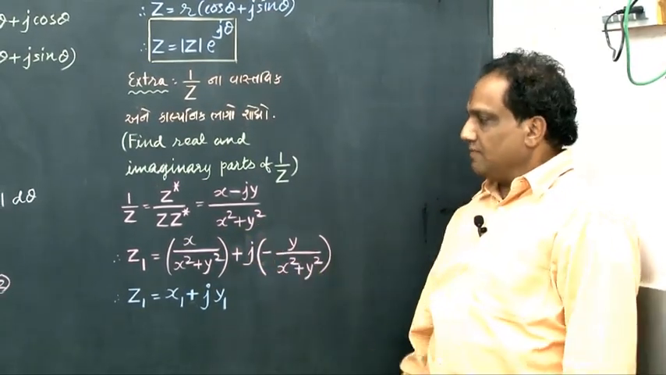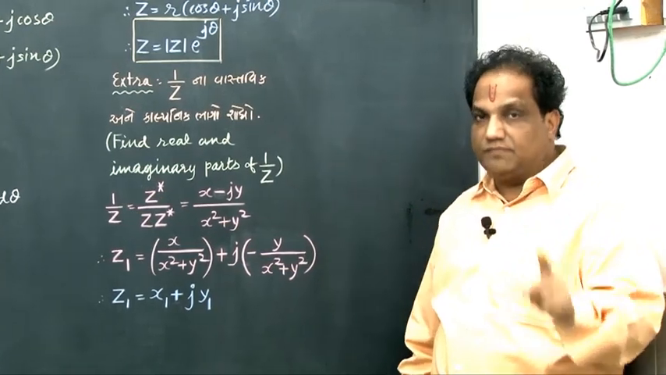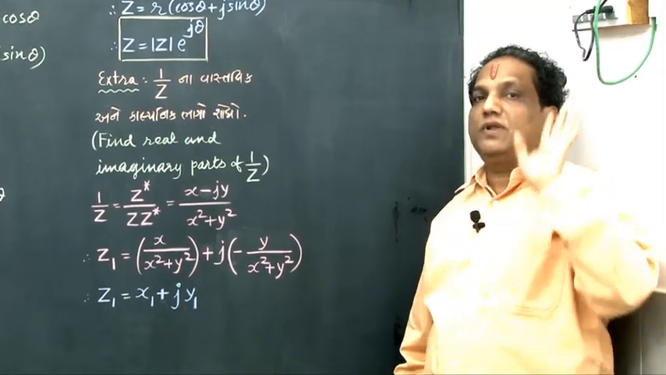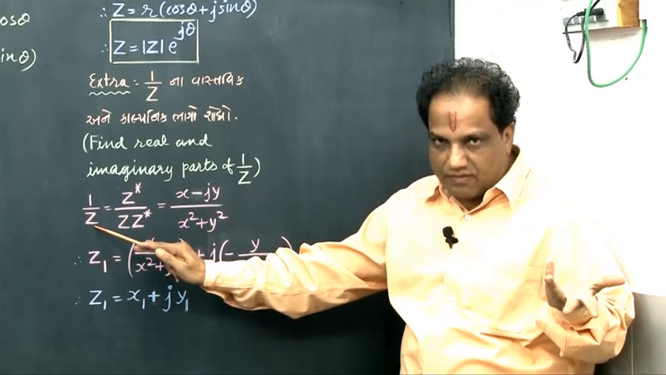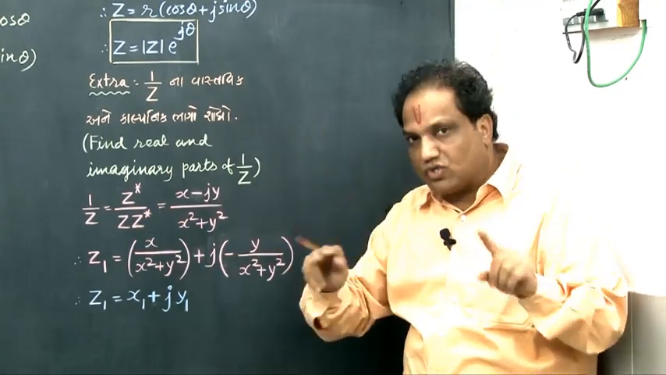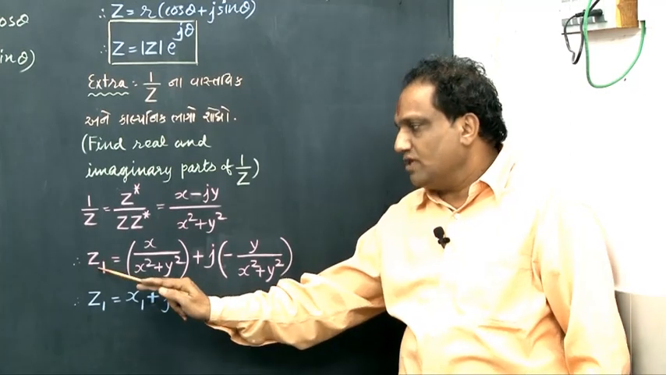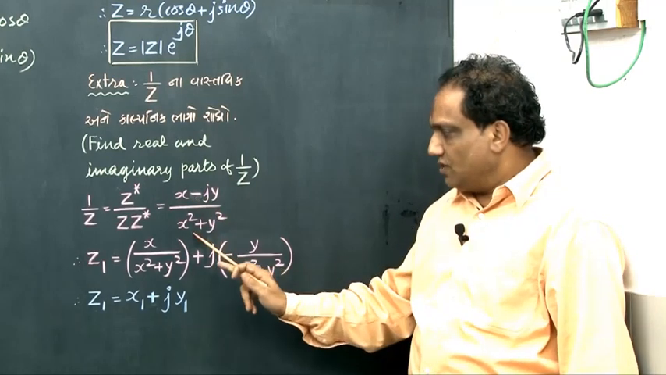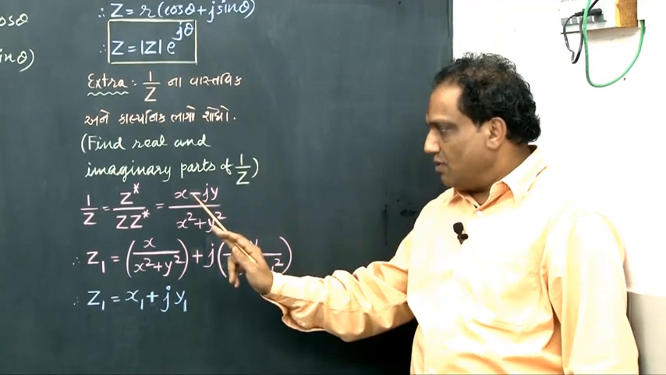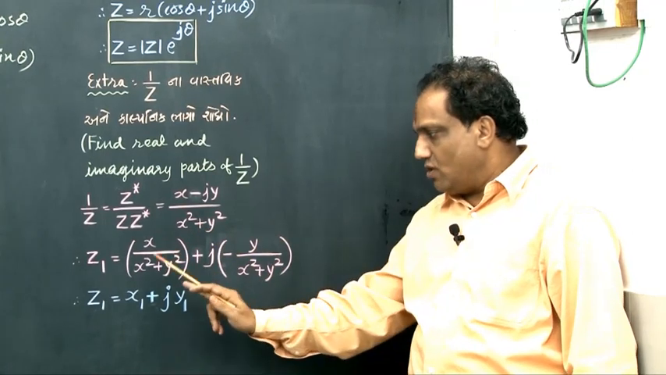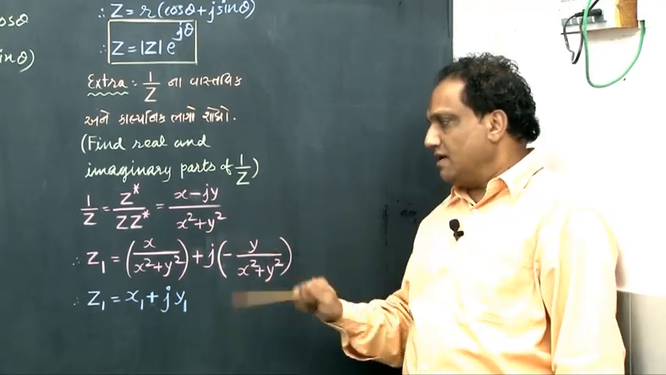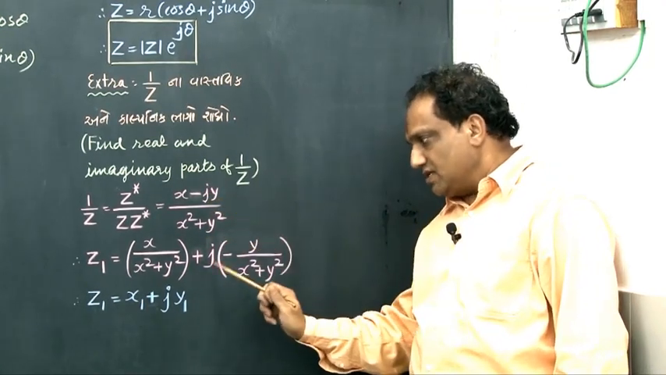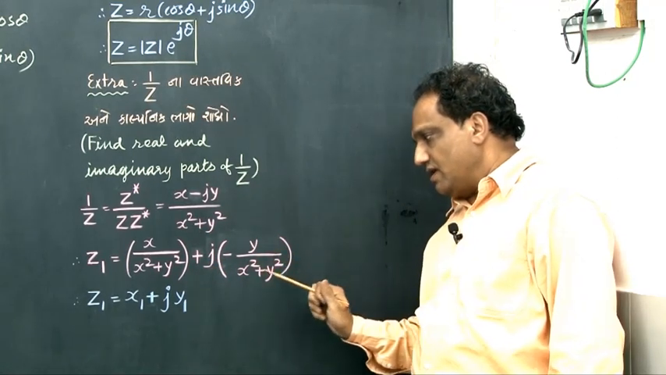Now there is a theorem in mathematics: if z is a complex number, then its reciprocal is also a complex number. Here this z is a complex number, so its reciprocal 1 upon z also must be a complex number. Let it be shown by symbol z1. Now just separate the denominators: x upon x square plus y square, plus j into bracket minus y upon x square plus y square.